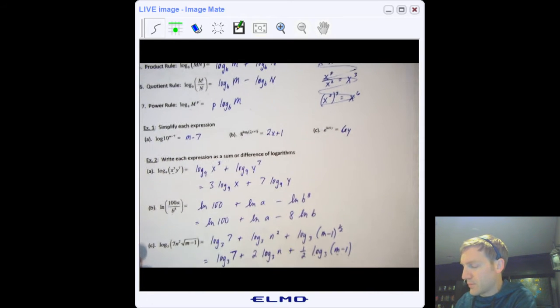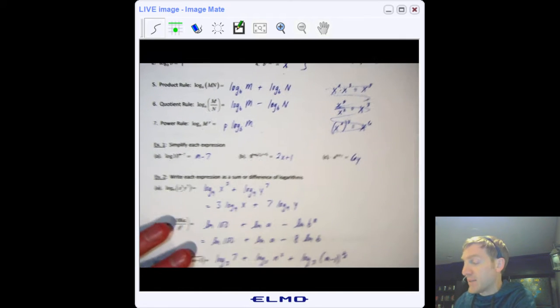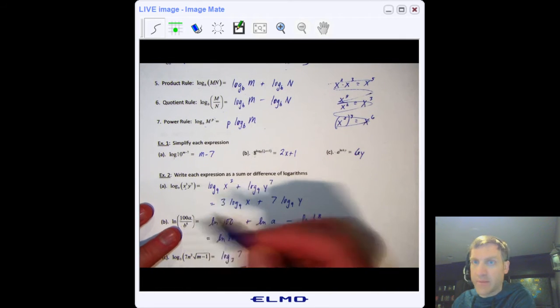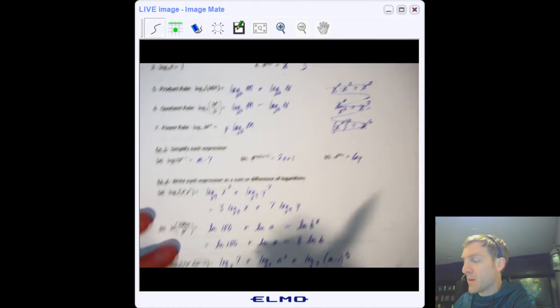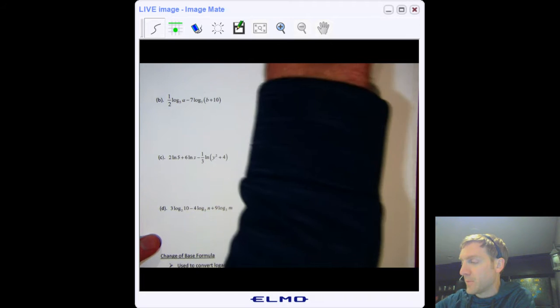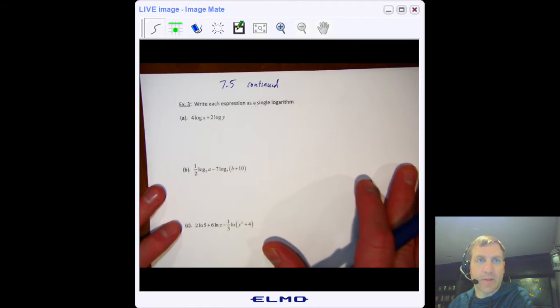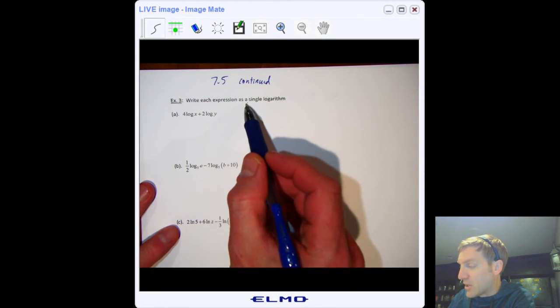Okay, so you may wonder why we're doing that. Well, that's how logarithms work. Sometimes we want to write it as a single logarithm. It's easier that way. Sometimes we want to take a single logarithm and break it up. So we want to be able to be comfortable going both ways with it. So here we go. Let's look at this first example. Write each expression as a single logarithm.